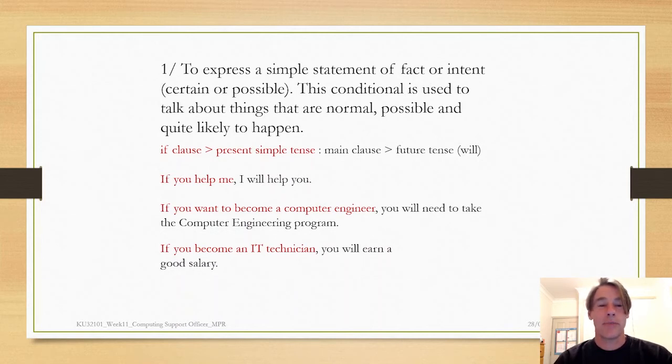So you can see the red part is the if clause in the present simple tense, and the following occurs in the examples that we're looking at now. If you want to become a computer engineer, you will need to take the computer engineering program. The last example is, if you become an IT technician, you will earn a good salary.